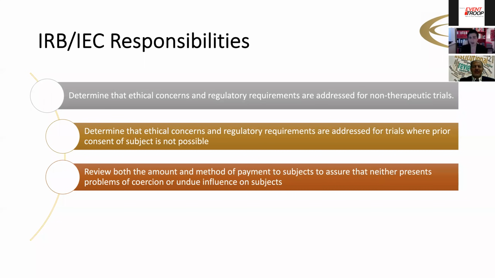They will review the amount and method of payment that's given to subjects to ensure that neither presents problems or any coercion or undue influence to the subjects. The question is, do we pay our subjects to participate in research? Now, if you think about it, if you start paying them, that could be coercion. So what we do is we do not pay subjects to be in research. The only time we will pay subjects to be in research is if we're doing healthy volunteer studies. Because what we do is we pay them for the inconvenience and the risk, and they will get compensated for their time for being in the study.